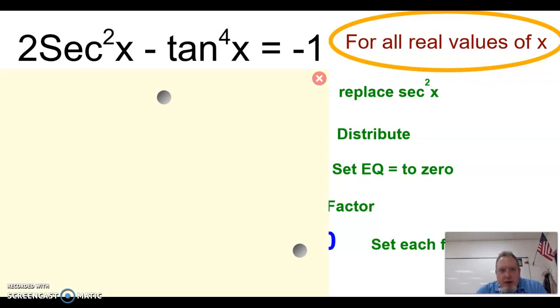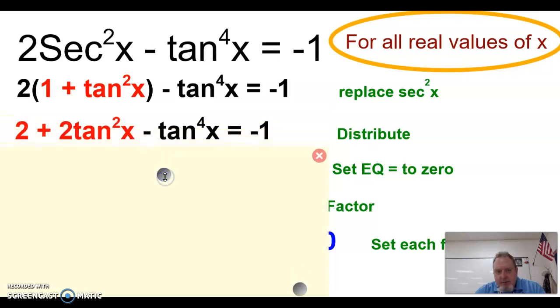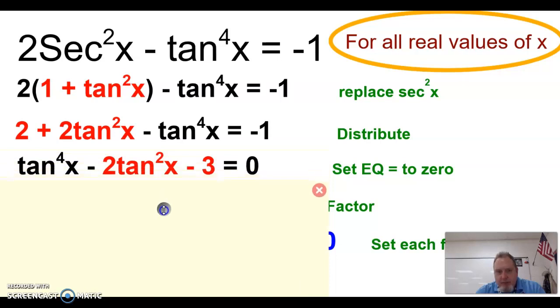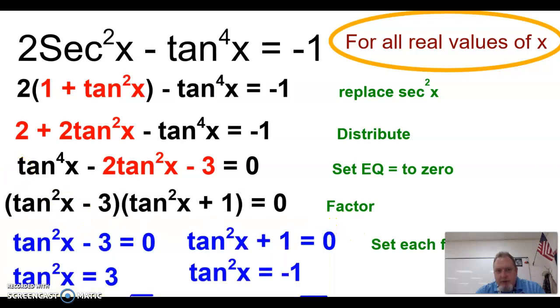Okay, here we are trying to solve for x again. I am going to replace secant squared. I know based from my Pythagorean identities that secant squared is 1 plus tangent squared. Now I have everything in terms of tangent, so I can distribute. And we are going to set this equation equal to 0. Once I get to that point, I can factor. So there's my factoring, and then I can set each one equal to 0.